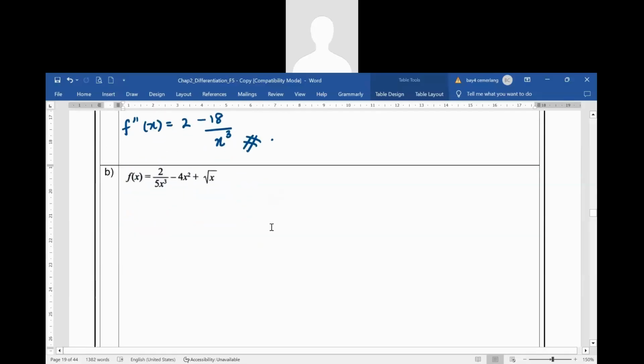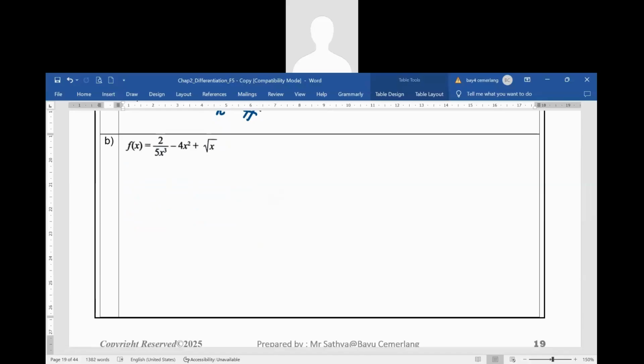Okay. Right. Okay, yang ni kita tukar dia punya form dulu. Fx is equals to bawa x saja sebab kita nak differentiate x, bukan 5. So, dia akan jadi x negative 3 minus 4x square plus x square root is power half lah. Jadi, f prime x dulu. Jadi, negative 3 kita darab dengan 2 per 5, dia akan jadi negative 6 per 5 x negative 4 minus 8x plus half x negative half.